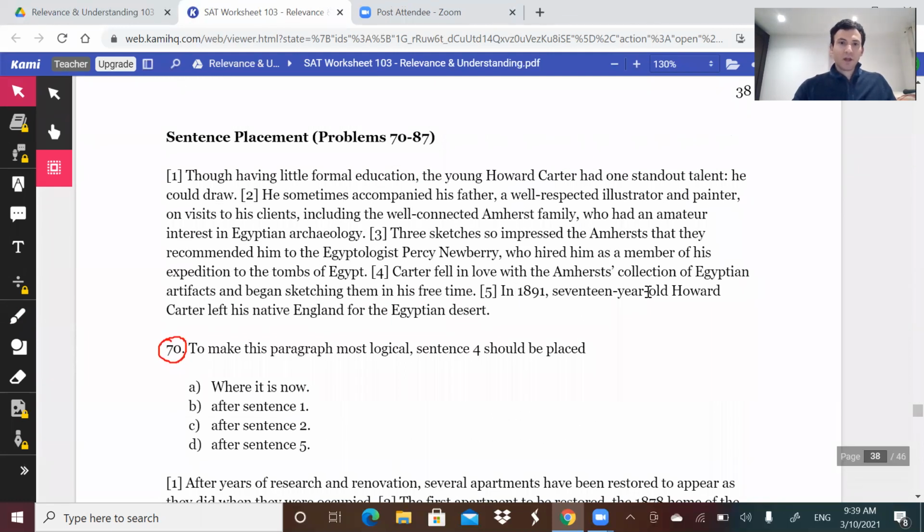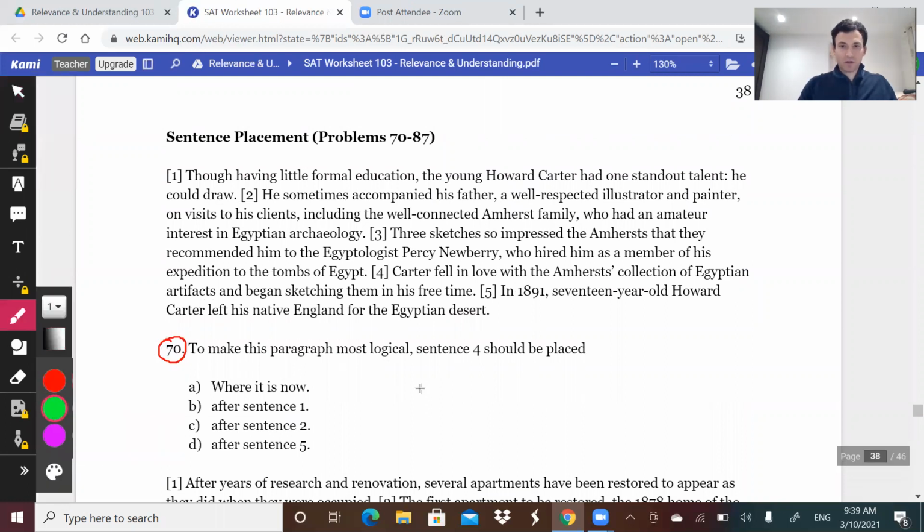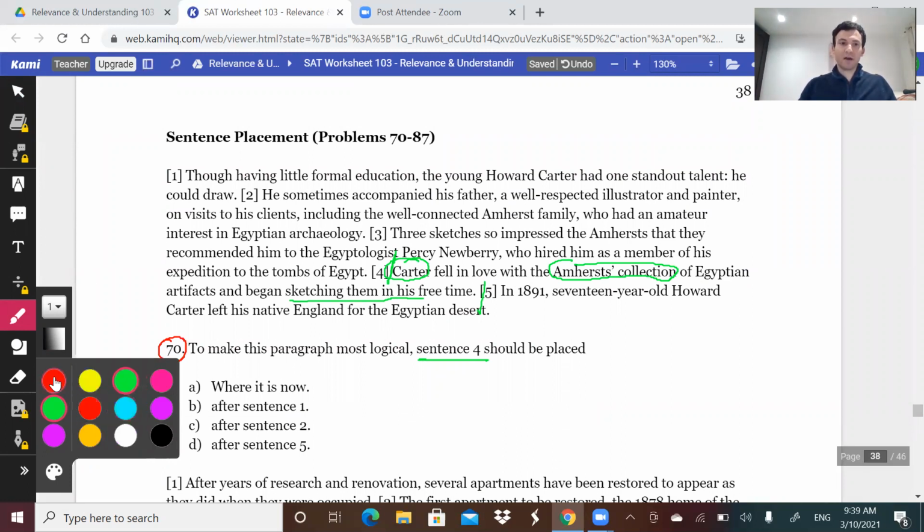Anyway, sentence placement. So our approach is it's asking us about sentence 4. So we're going to read sentence 4 and look for clues. Carter, so we have to already have a Carter, fell in love with the Amherst collection of Egyptian artifacts and began sketching them in his free time. So Carter falls in love with a collection of artifacts and begins sketching them. Okay, let's read the paragraph.